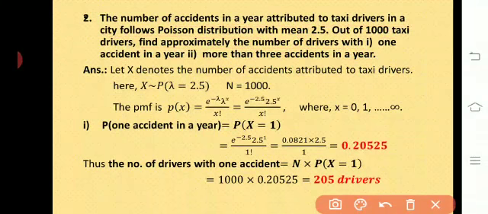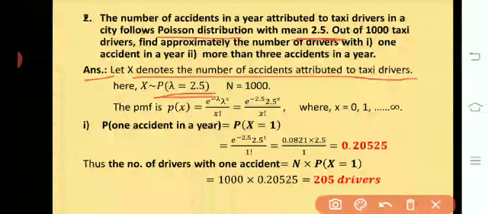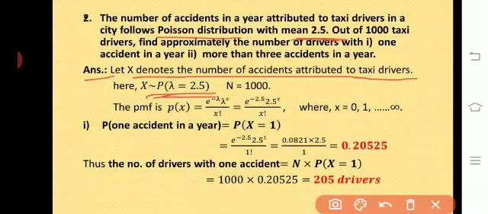Now according to the given values, we will denote the notations. Let x denote the number of accidents attributed to taxi drivers. Therefore, x follows Poisson with lambda equal to 2.5. It is given Poisson distribution and mean is 2.5. So for Poisson distribution, mean is nothing but lambda, that is the parameter. So x follows Poisson distribution with lambda equal to 2.5 and N is equal to 1000.